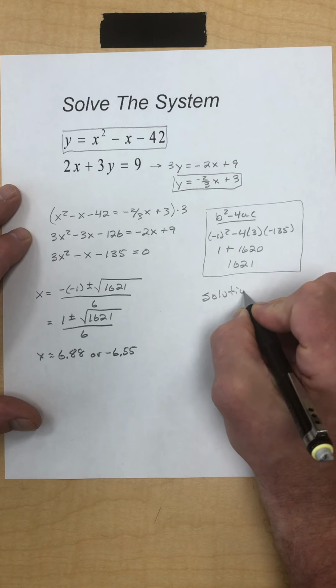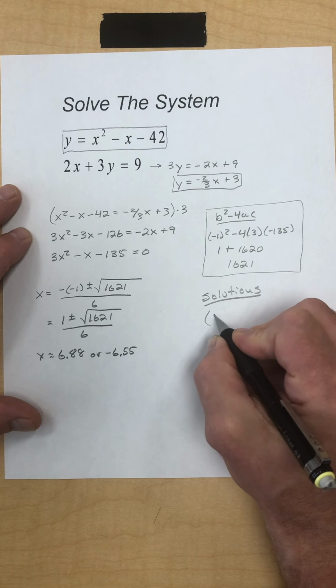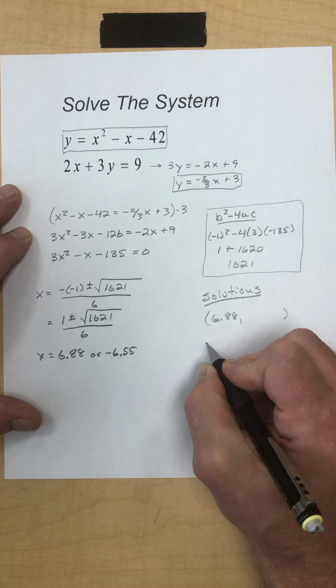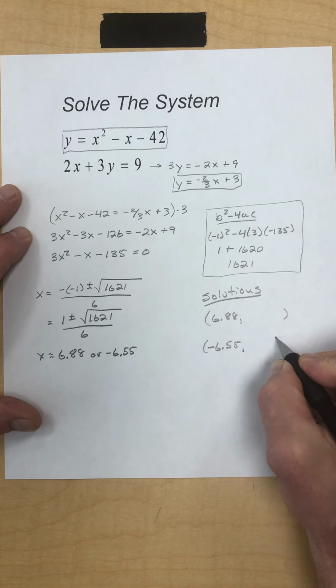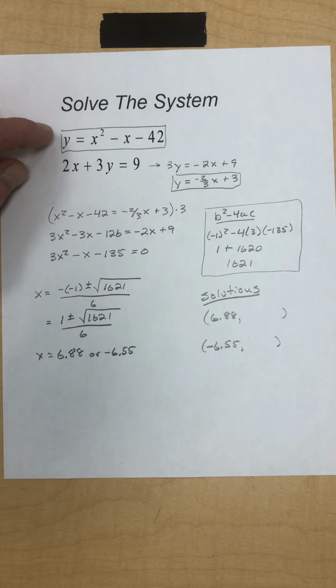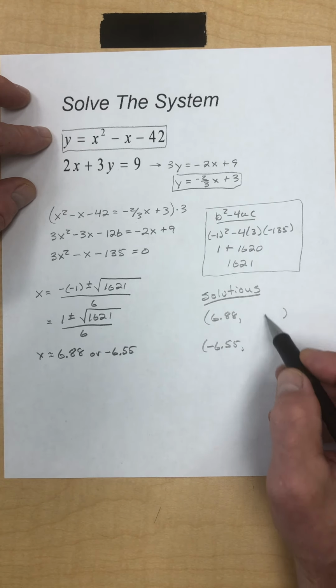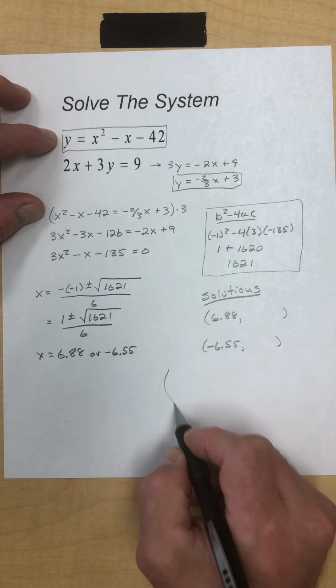Now I want to make sure that things work out here. So I'm going to take 6.88, and then negative 6.55, and try them in both of these equations. Remember, these are approximations, so these are approximations as well. So let's check this first one.